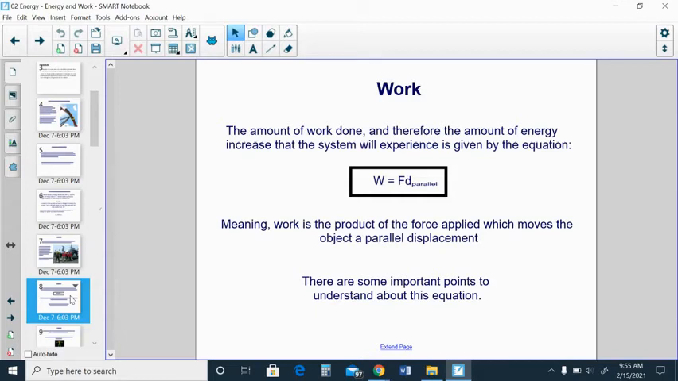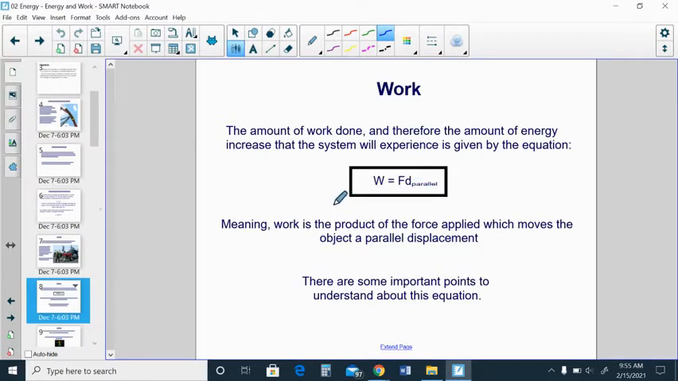Now, there is an equation for work. So the amount of work done, and therefore the amount of energy increase that the system will experience, is given simply by this equation. So we have the work here for W, and then we also have force, and then parallel displacement. We will be using this interchangeably with distance at times, but either way, that would just be the change in position, remember.